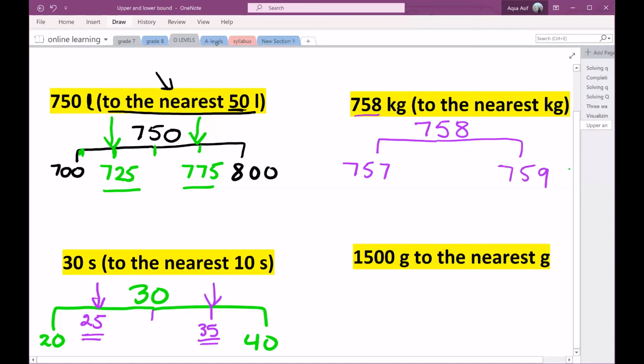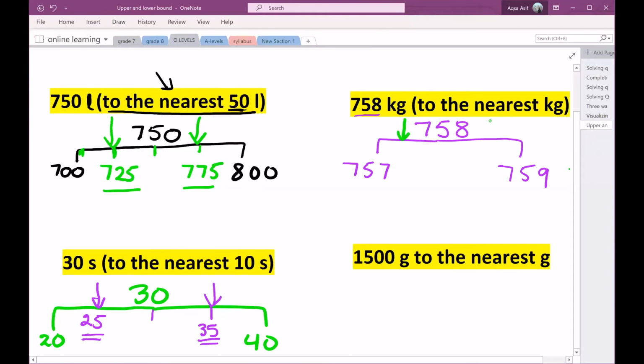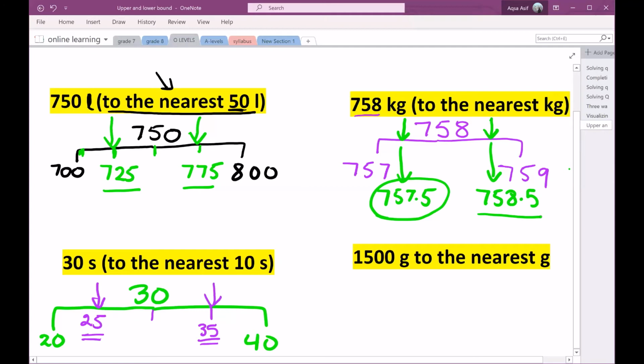Since I've told you that upper and lower bound will be in the middle of these two possibilities. So what is in the middle of 757, 758? It will be 757.5, and for this it will be 758.5. So 757.5 is your lower bound and 758.5 is your upper bound. Now I'll give you a quick way of doing it. So let's pay attention.